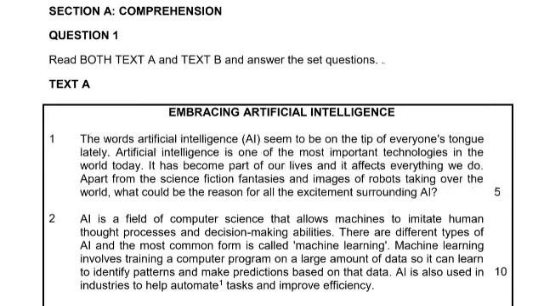Section A is going to be focused on comprehension. You're going to be comprehending a text in text A and as well as a visual text that you will find in text B. So when we are talking about a comprehension for text A, basically you're going to be given an article or a story. As you can see, this one is about embracing artificial intelligence.